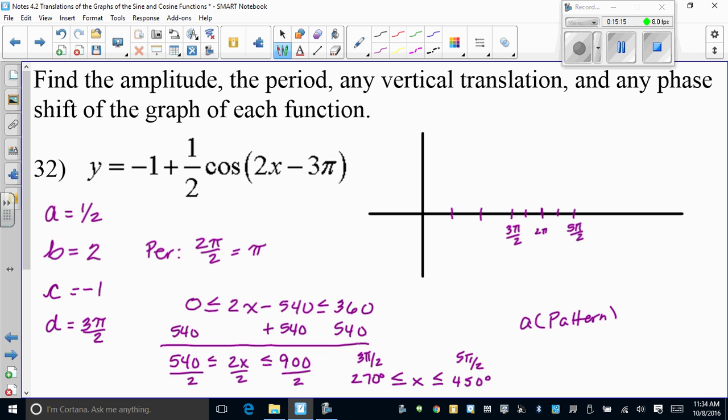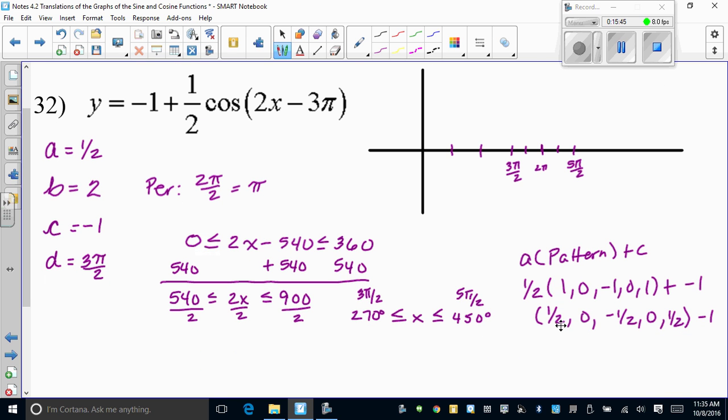plus C. A is 1/2. It's cosine, so it's 1, 0, negative 1, 0, 1, plus our C value, which is negative 1. So this is going to be 1/2, 0, negative 1/2, 0, 1/2. And now we have to take all of these and subtract 1 off of it.